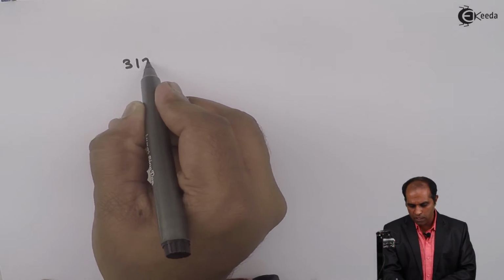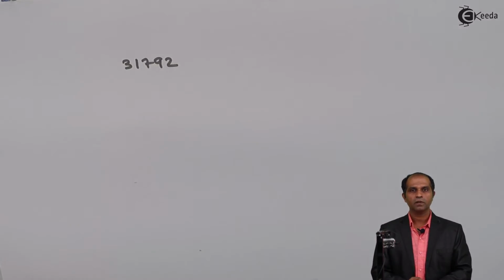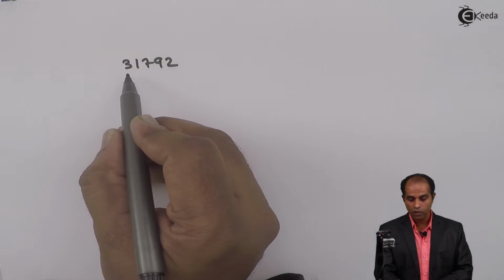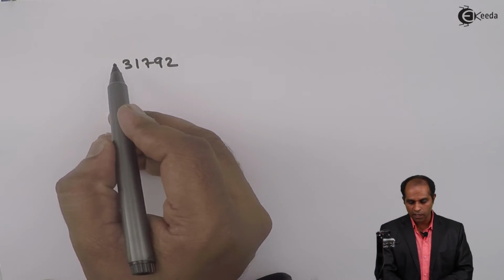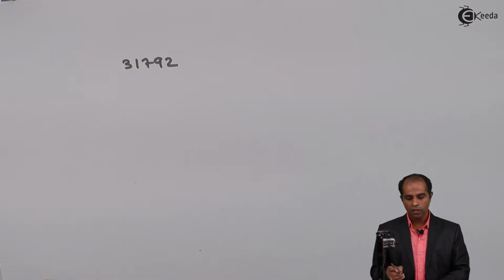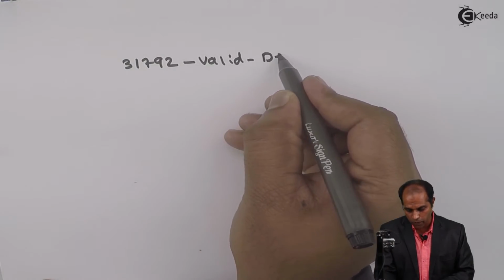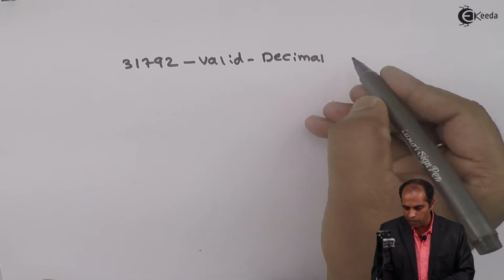Now since the numbers we use in our programs and in our regular life are decimal integer constants, let's restrict our discussion to decimal integer constants. If I write a number, say 31792, this is a valid constant in C language because it starts with non-zero, it doesn't have any special character, sign may or may not be available, and since it is well within the limits of integer range, this is a valid integer constant.